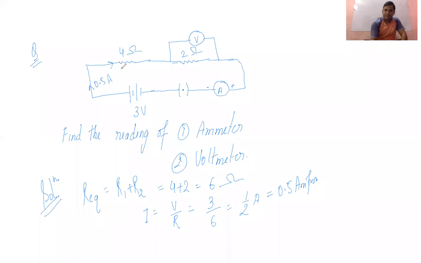Once you know that the current here is 0.5 ampere, and here the current is also 0.5 ampere, the current will be 0.5 ampere here also. Now, in parallel, you can see the potential difference is constant.